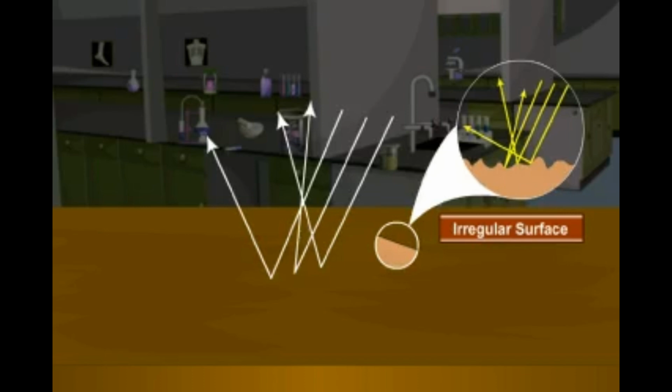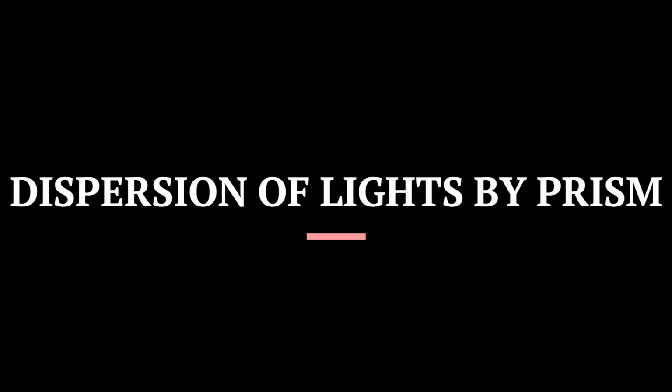Now this kind of reflection is known as diffused or irregular reflection. The irregularities present on the reflecting surface cause this kind of reflection. So, we can say that in irregular reflection, parallel incident rays do not remain parallel even after reflection, as you just saw.